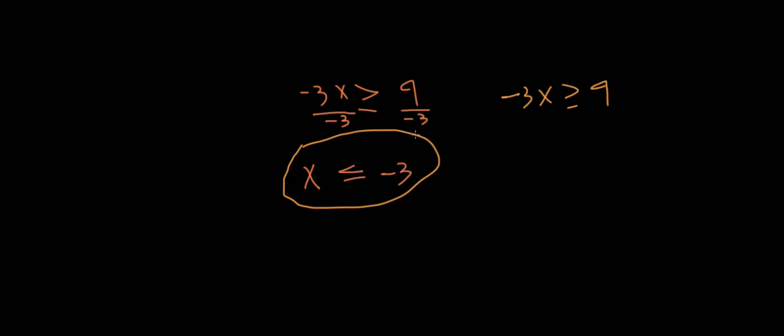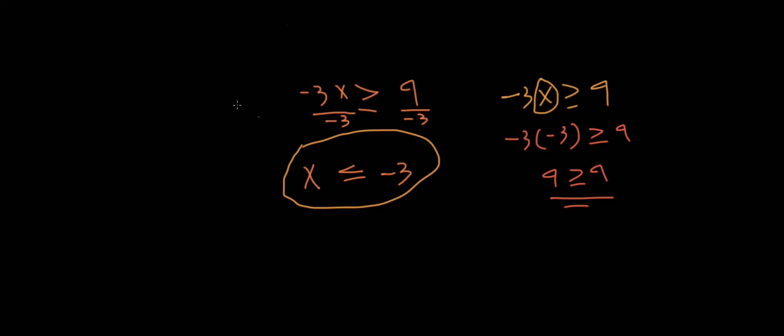So let's try negative 3 first. If you plug in negative 3 here, we're substituting negative 3 for x because that's a solution. So we have negative 3 times negative 3 is greater than or equal to 9. Let's see if that's true. Negative 3 times negative 3 is 9, which is greater than or equal to 9. And that is true. So that worked.